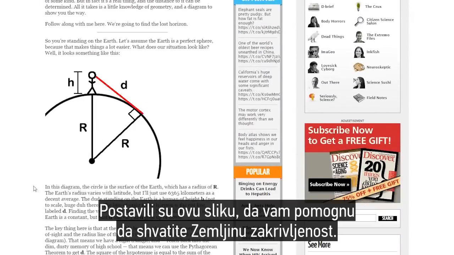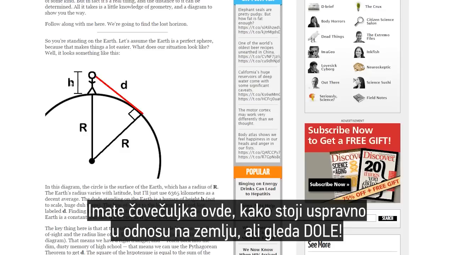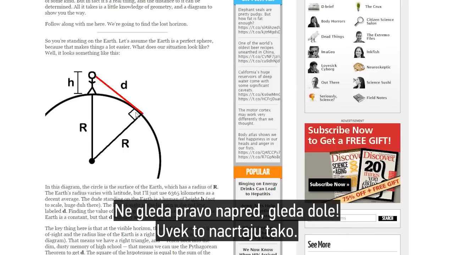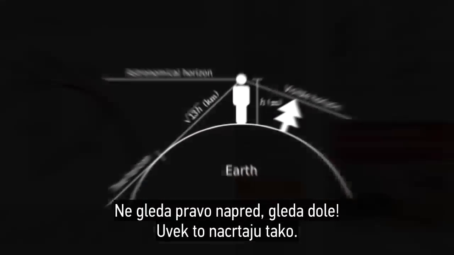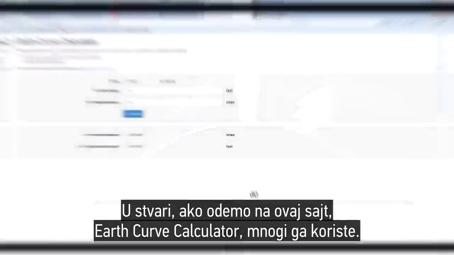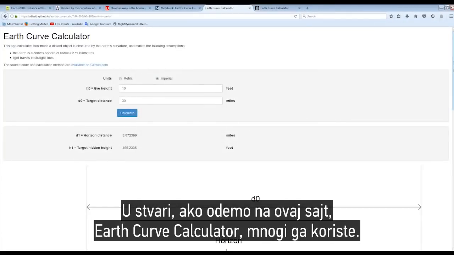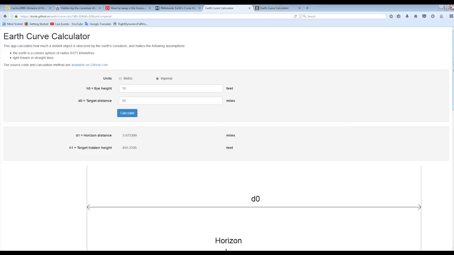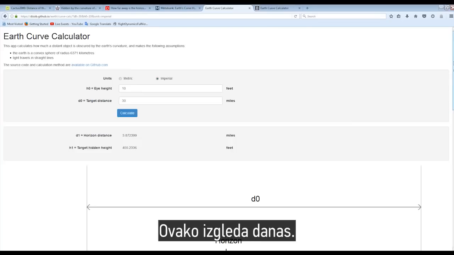So they've got this picture right here, to help you figure out the Earth's curvature. You got your little man here, in this case standing perpendicular to the ground, but he's looking down. He's not looking straight out. He's looking down. They always depict it that way. In fact, if we go to this other one here, Earth Curve Calculator, a lot of people like to use this one. This is the way it looks today.